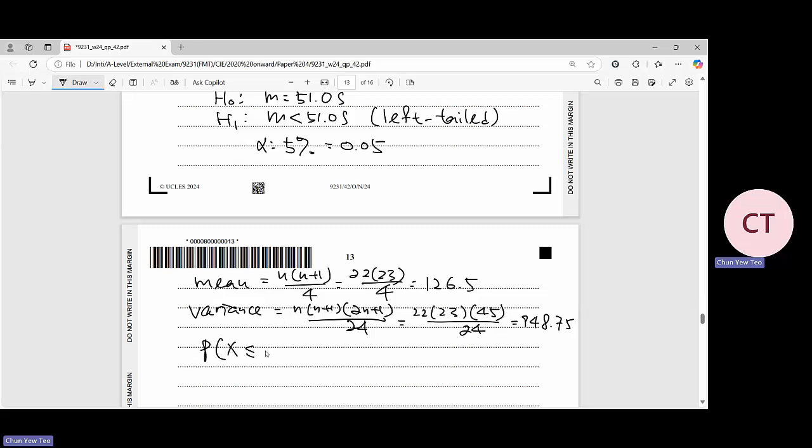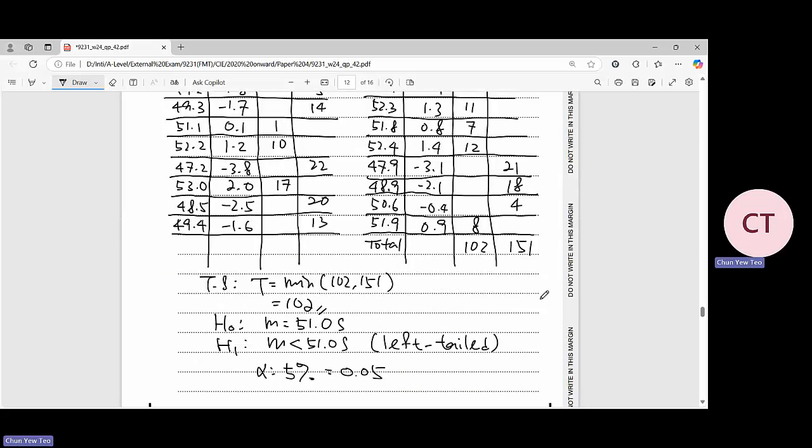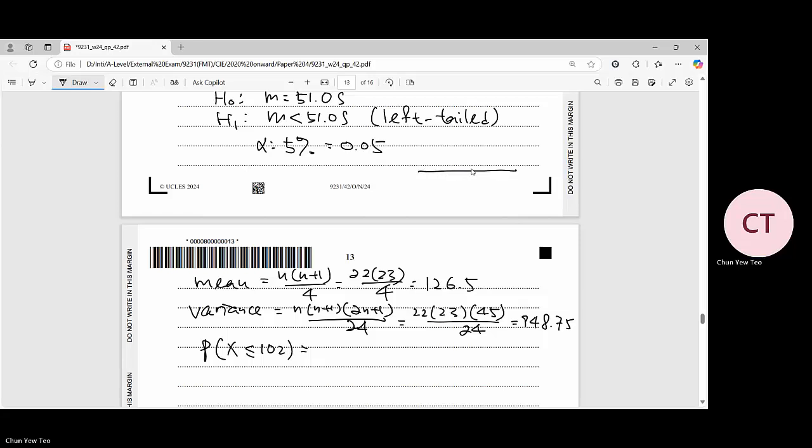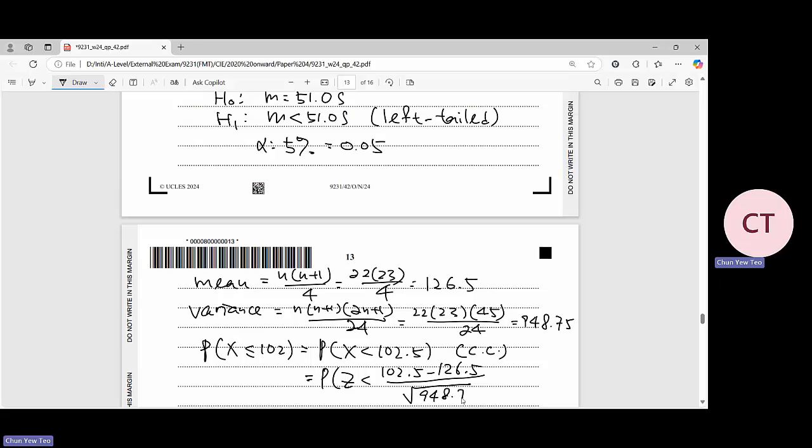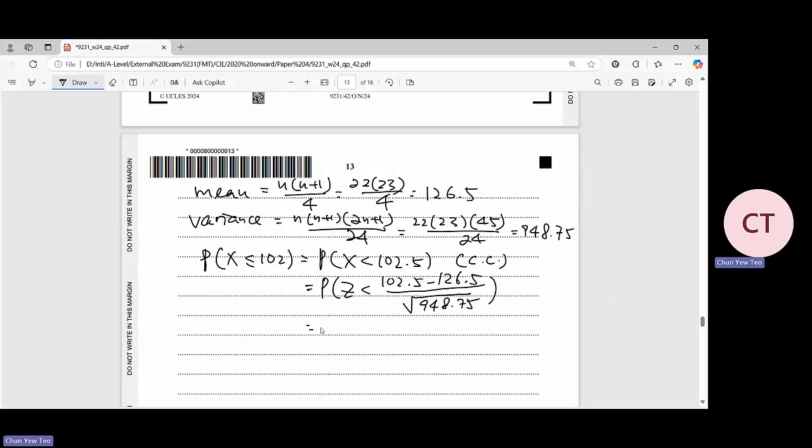Okay, so we are looking for the p-value. So I go and calculate the p-value. Probability X less than or equal to 102. The reason we use 102 is because our mean is 126 and the test statistic is 102, so you go to the left hand side. So we apply the continuity correction, it will be 102.5. Then change it to Z. This will be 102.5 minus the mean 126.5 divided by the square root of the variance 948.75. Press the calculator and you get P(Z less than negative 0.778).